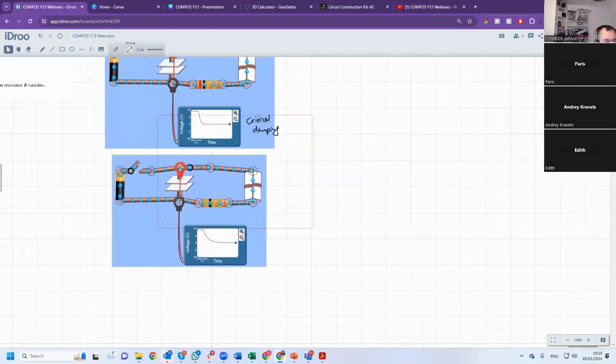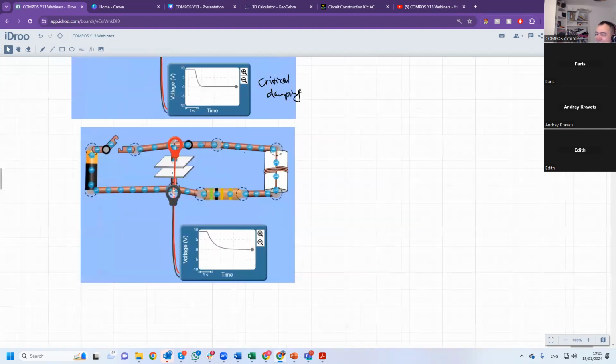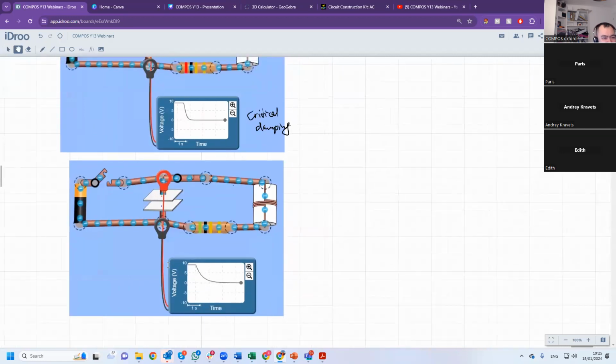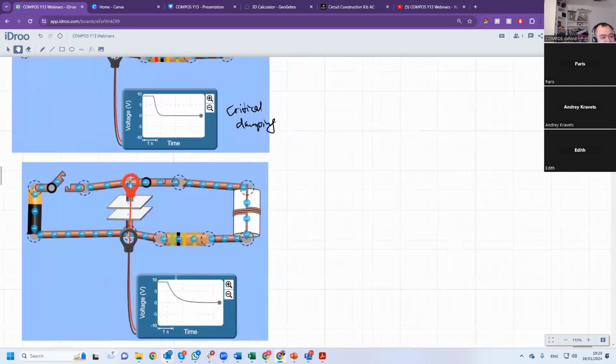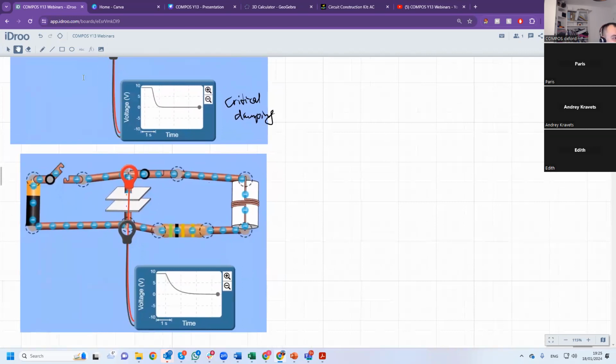I'm enjoying this very much. It's actually the first time I'm doing this. I have never ever done this in my life, like these graphs. I knew what they are supposed to look like, but yeah, this is overdamped.